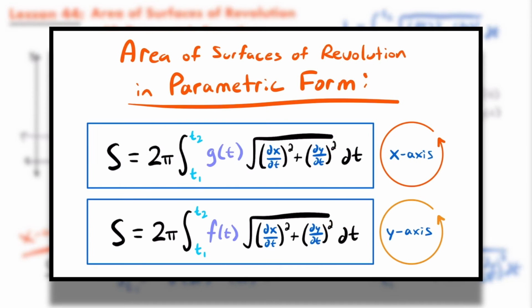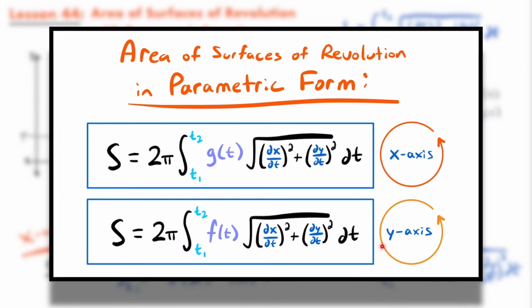All right, and so to summarize what we just found, the area of surfaces of revolution in parametric form is represented by these two formulas, or these two integrals. If you're revolving around the x-axis, this is the formula you use. The area is equal to 2 pi times the integral from t sub 1 to t sub 2 of your radius g of t times the square root of dx dt squared plus dy dt squared times dt.